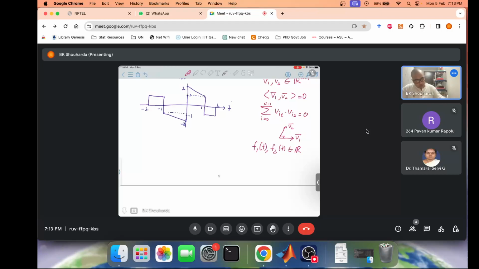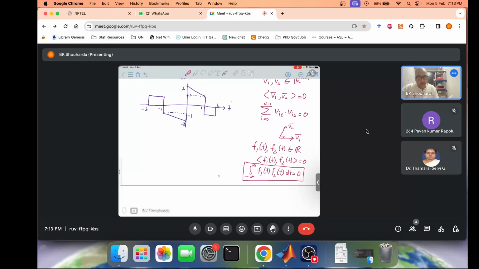For every vector space there is something called the inner product defined. When we say that this inner product is 0, we say that they are orthogonal, when the integral of f1 of t f2 of t dt is equal to 0.